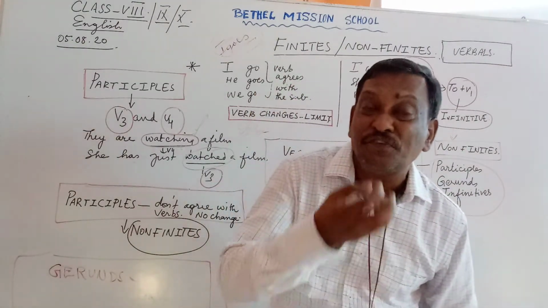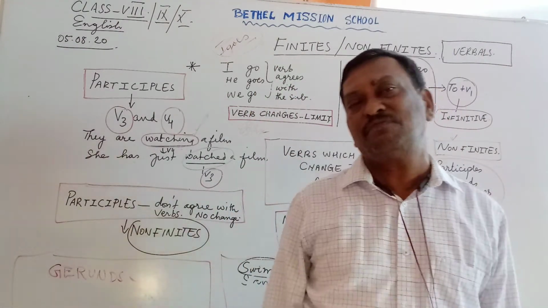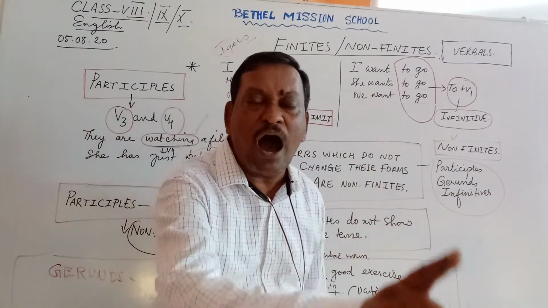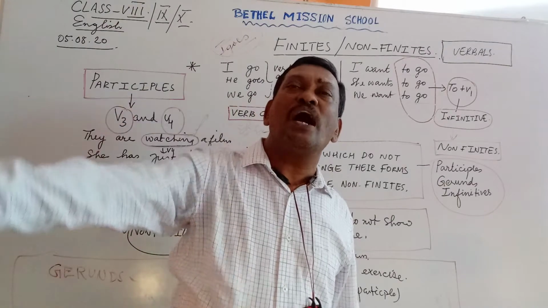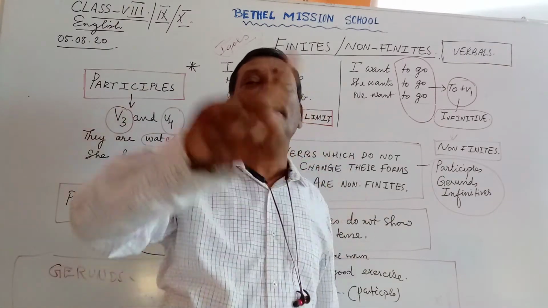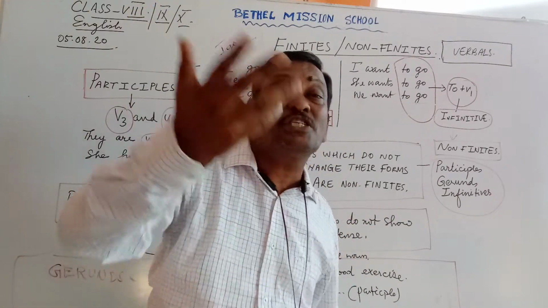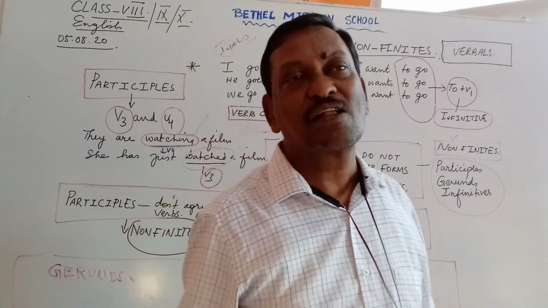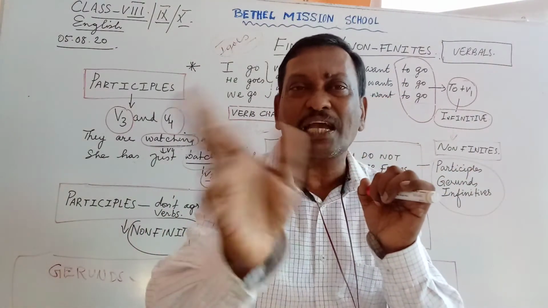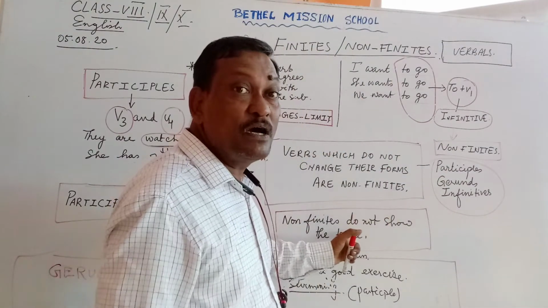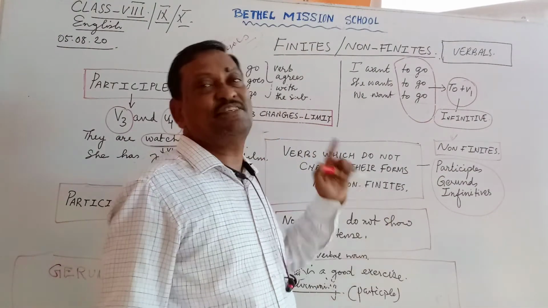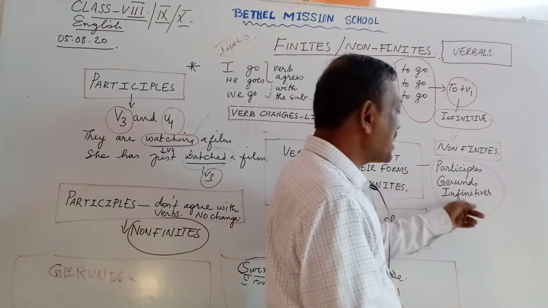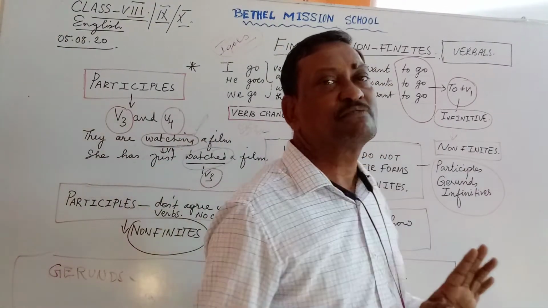I am fond of eating rasagullas. Of is a preposition. After the preposition, you have a verb with ing. I am fond of eating. I am fond of teaching English. I am fond of reading novels. So when ing comes after a preposition, remember that is a gerund. So gerunds are verbal nouns and they are part of the non-finites.